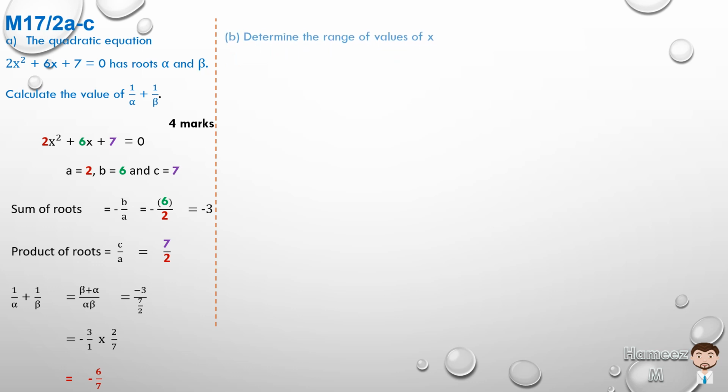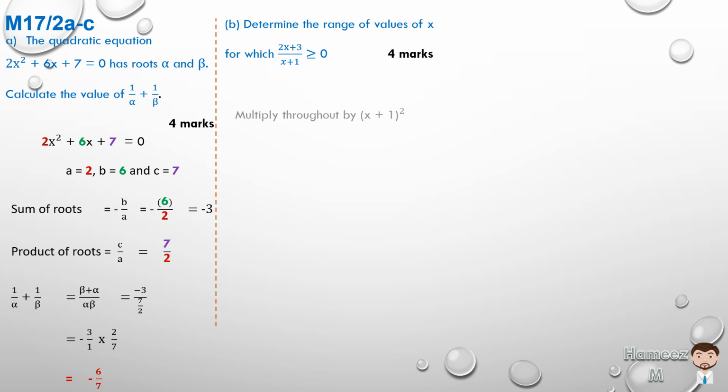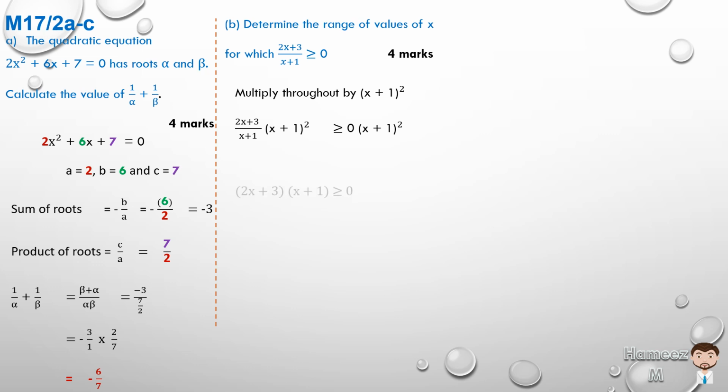Part B. Determine the range of values of x for which 2x plus 3 all over x plus 1 is greater than or equal to 0. Subtopic of inequalities. So when we're handling such a question, what we would like to do first of all is to get rid of the denominator. The simplest way to do that is multiplying throughout by whatever the denominator is squared. That way, it's going to give us 2x plus 3 over x plus 1 multiplied by x plus 1 squared on the left-hand side is greater than or equal to 0 times x plus 1 squared on the right-hand side.